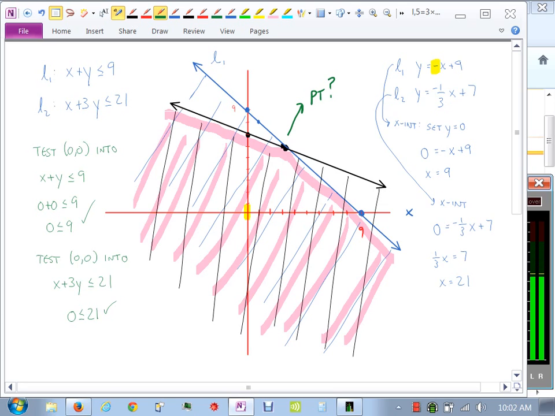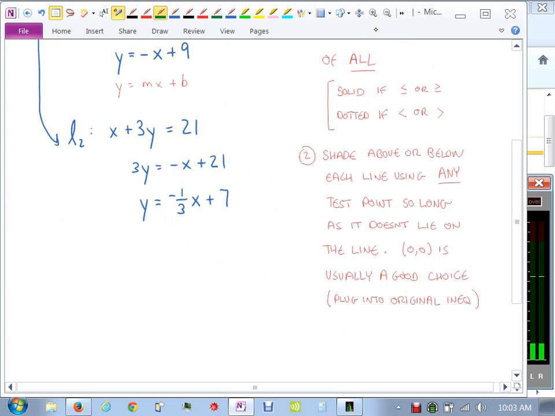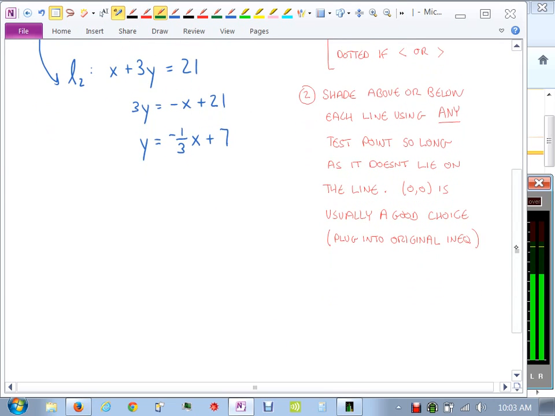But we, in here, see, this is a beautiful problem, isn't it? Because you actually are now going to have to find the point of intersection of two lines, which is a system of linear equations. So this one problem kills off like a couple of things all at one time. You see that? So here's our final, let me go back to our steps, because you like steps, right? So we shaded above or below each line using any test point, so long as it does not lie on the line. 0, 0 is usually a good choice. Plug in the original inequality. What do we do after that?